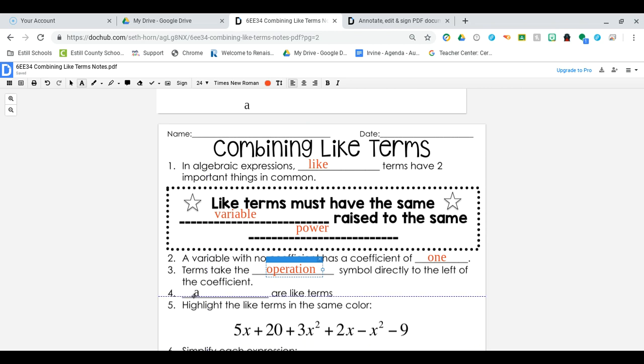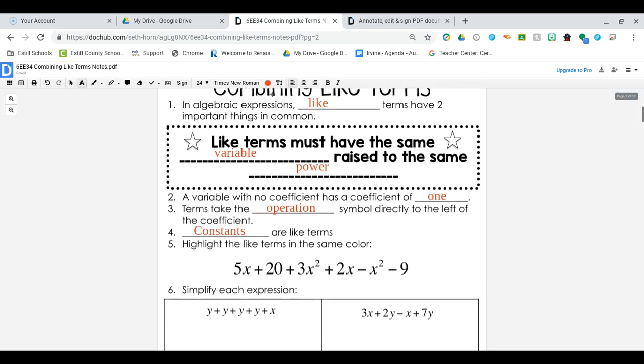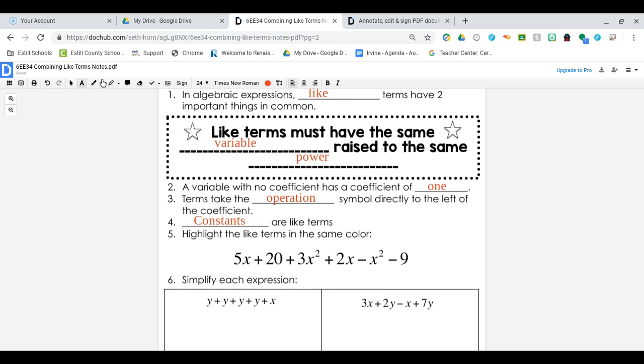And those other numbers are what we learned the other day are called constants. And constants are always like terms because you can always combine one number with another number. One key thing that you can use to help you learn how to do these and to keep track of what you're working with is to highlight the like terms the same color.